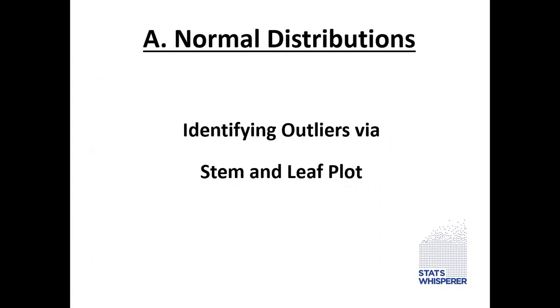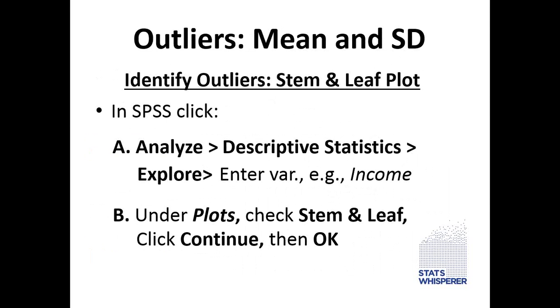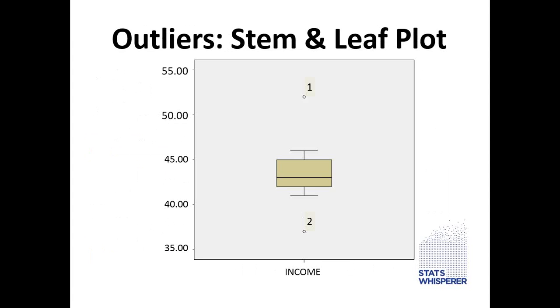Next, we can look at the stem and leaf plot produced by SPSS in identifying our outlier scores. So again, as always, we have our path, right? So Analyze, Descriptive Statistics, but this time we select Explore and we enter income in the column, and then under Plots we check stem and leaf, then Continue and OK, and what we get is something like this.